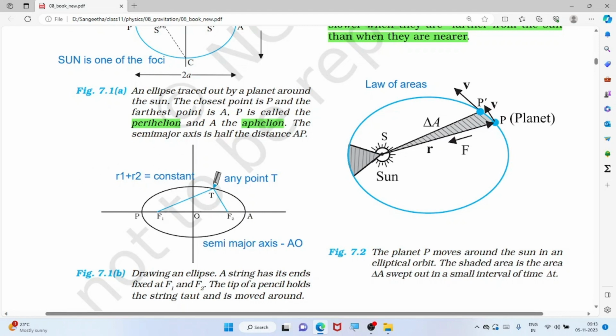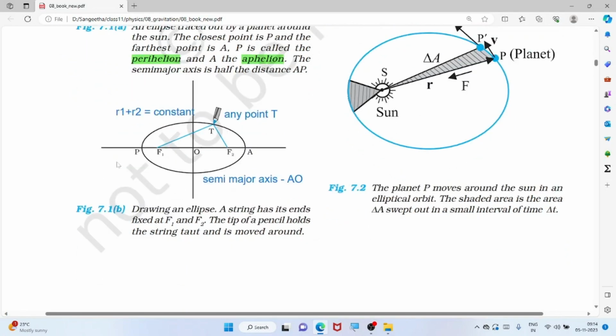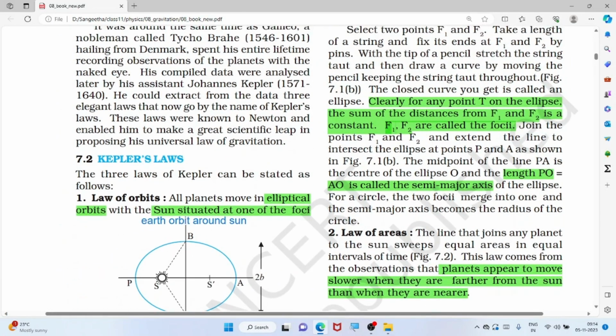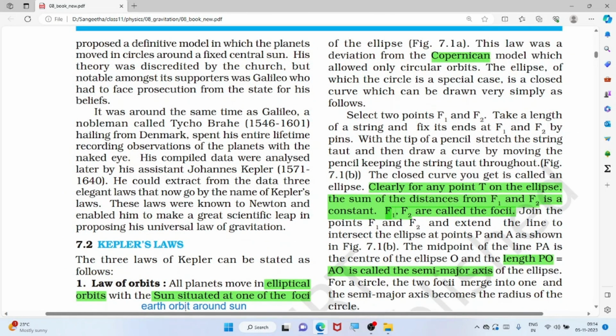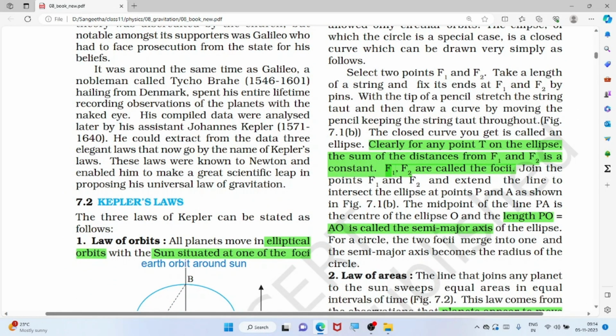See, if you take any point on this orbit, let us say this point T, the distance from F1 plus the distance from F2 is constant. You can take that point here also. Adding the distances from this focus and this focus will be constant. That is important here. This is the semi-major axis. This is a constant, so that is given here. Clearly, for any point T on the ellipse, the sum of the distances from the foci is constant. That is important.